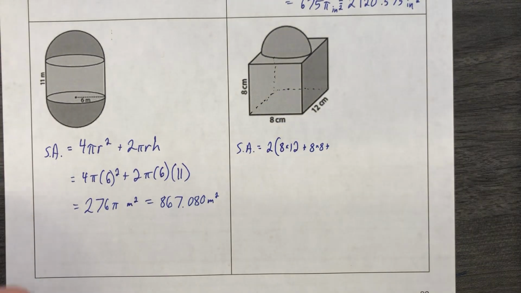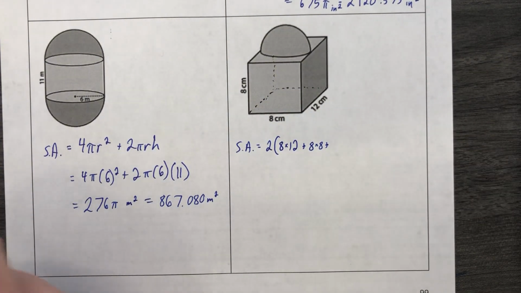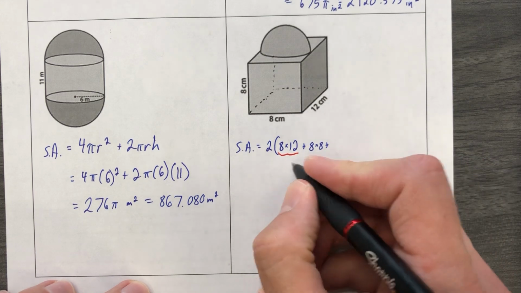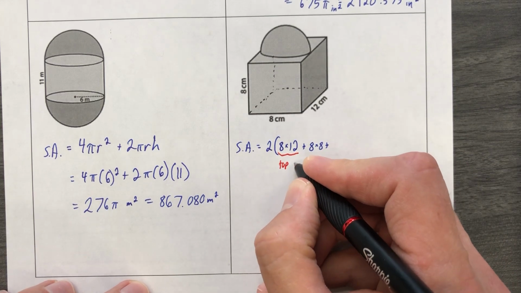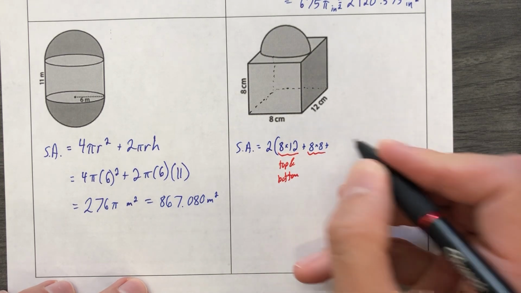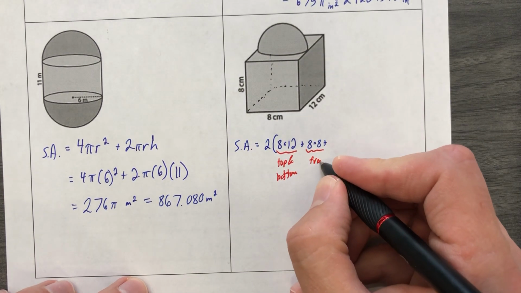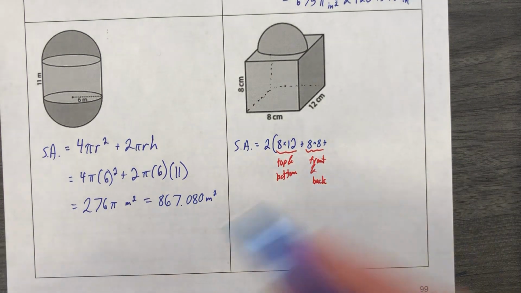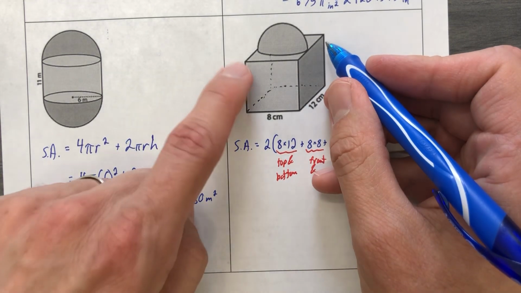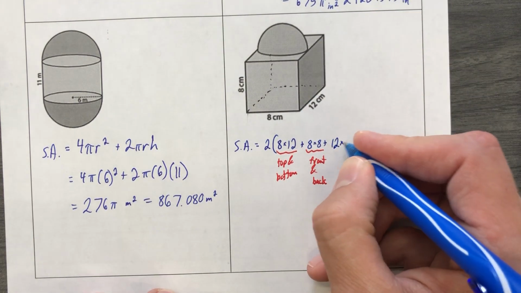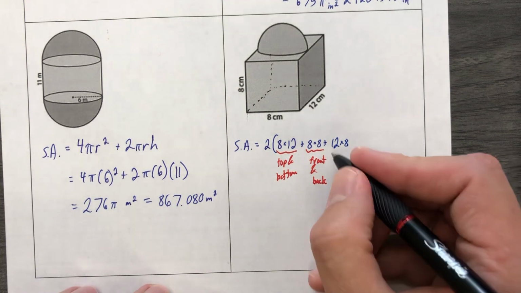Okay, so here's what just took place. Let me write a couple things down. If you want to follow along with what I'm doing a little more specifically, let's use red. This 8 by 12 is the top and the bottom. And this 8 by 8 is the front and the back. And then we're going to do another one that's 8 by whatever that is, which is also 8. So 12 by 8, I should have said. 12 by 8. And this is going to be the left and the right.